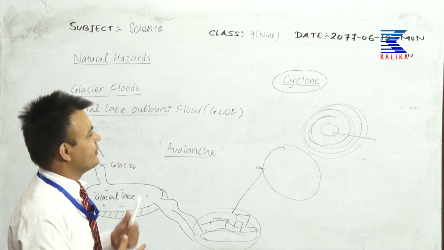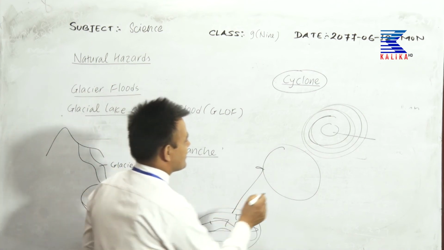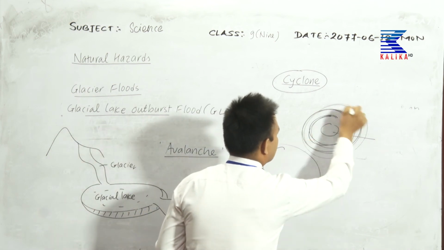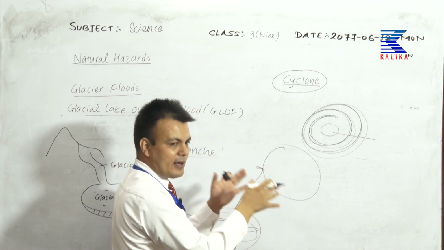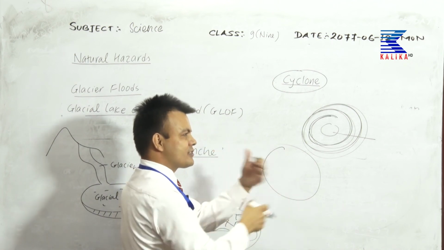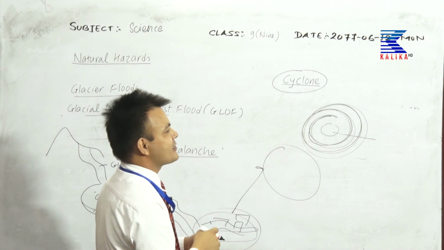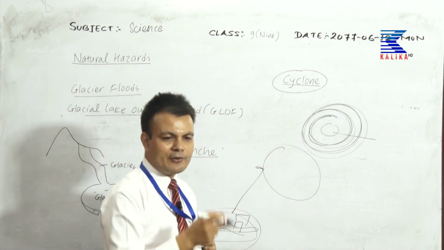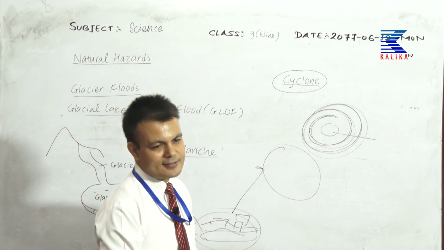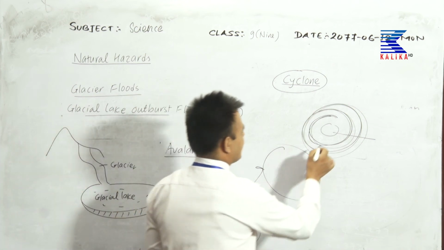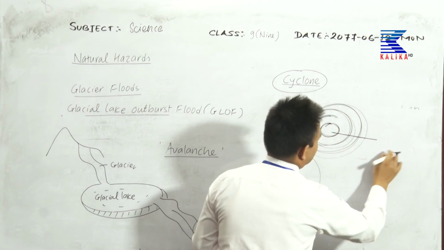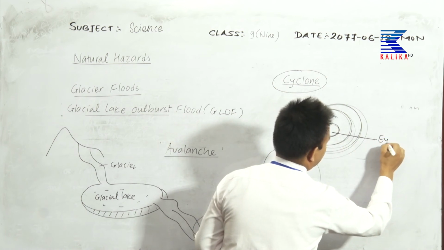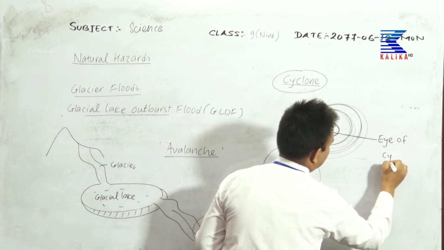Okay, so have a look. It has a circular motion. The water, let's say the fluid and air having very high energy, rotates in the same direction as the earth. How the earth moves, it rotates in the same direction. Okay, so there is a circular hole at the middle of the cyclone. That is called the eye of the cyclone.